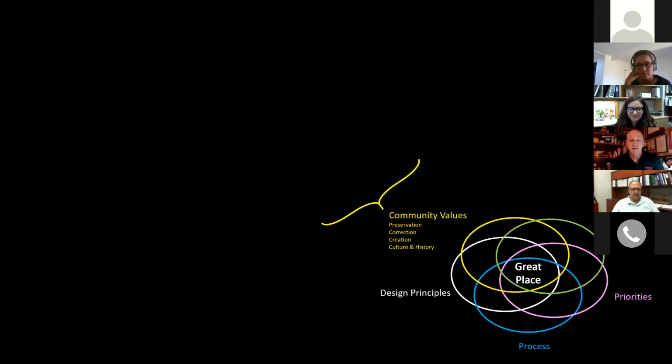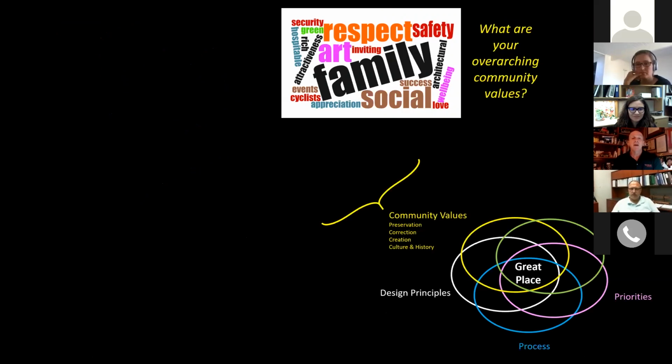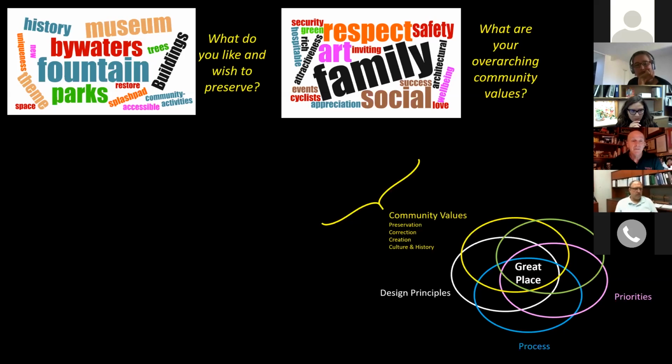And regarding values, we have four questions we like to ask. The first one is just about your values, and they vary from community to community. In this particular one, I just borrowed one from a past project. Respect for the area was important. Family values was important. Cyclists, social cohesion, all these were important. And then we asked what people like that they would like to see preserved. In this particular community, they had a historic fountain they liked. The parks, the museum, the buildings. So that's what they wanted to preserve.